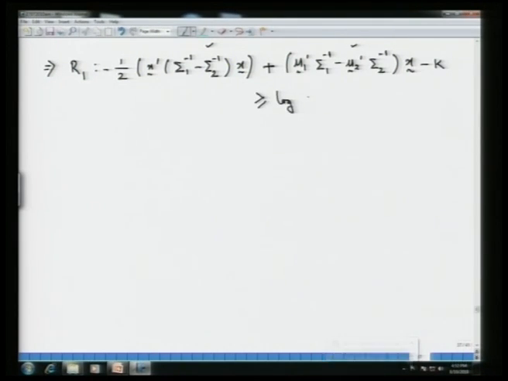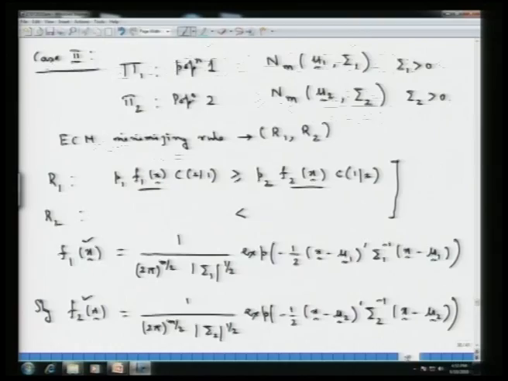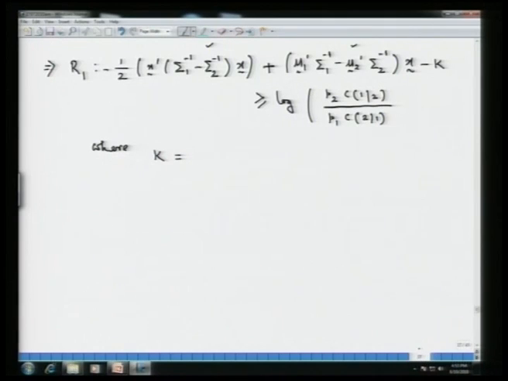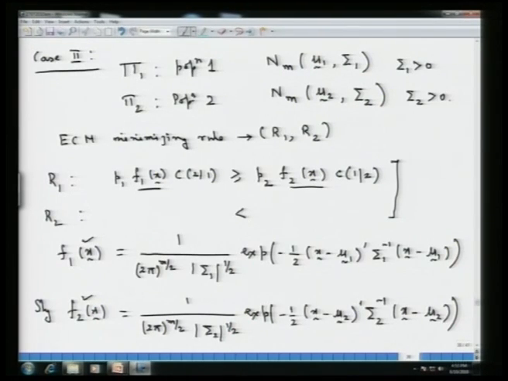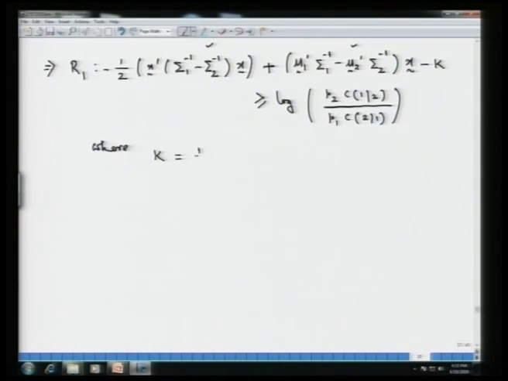This is greater than or equal to log of the term which we also had earlier, P2 into C1 given 2, divided by P1 into C2 given 1, where this constant k would now have terms involving mu 1, mu 2 and sigma 1 inverse and sigma 2 inverse from the two densities. That is, mu 1 transpose sigma 1 inverse mu 1 and mu 2 transpose sigma 2 inverse mu 2, those two terms are going to come here. Also we will have the determinant terms, log of that term, because they do not cancel out in this present setup.